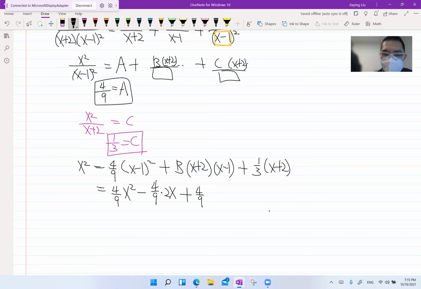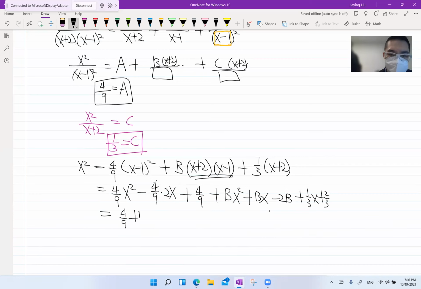And then the b term, when I expand it, I get b times x squared, if I FOIL those two terms first. And then minus x plus 2x, so plus bx, and then minus 2b. And then I have plus 1/3 x plus 2 over 3. So this is a more systematic way, and then I'm going to combine all the terms with the same x power. That's 4 over 9 plus b, x squared.